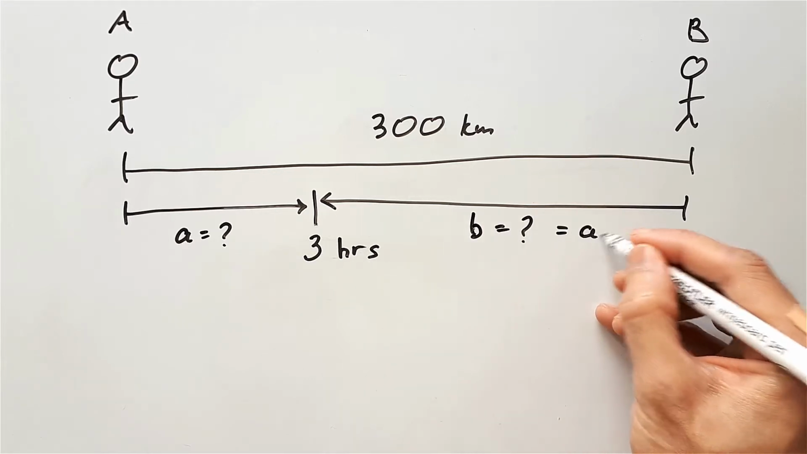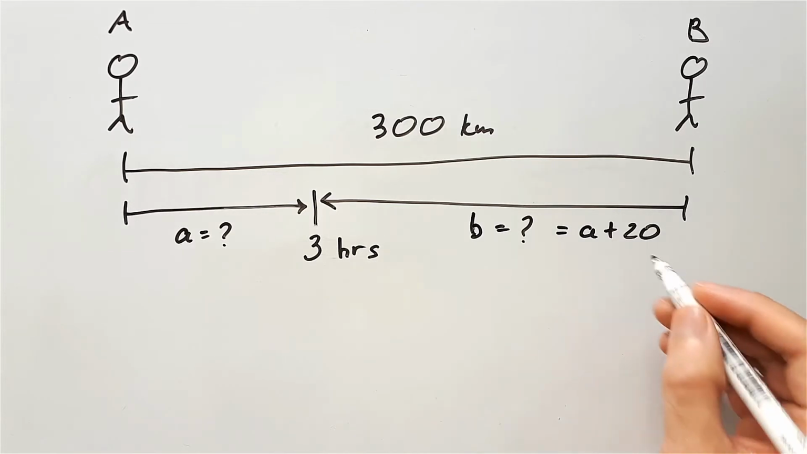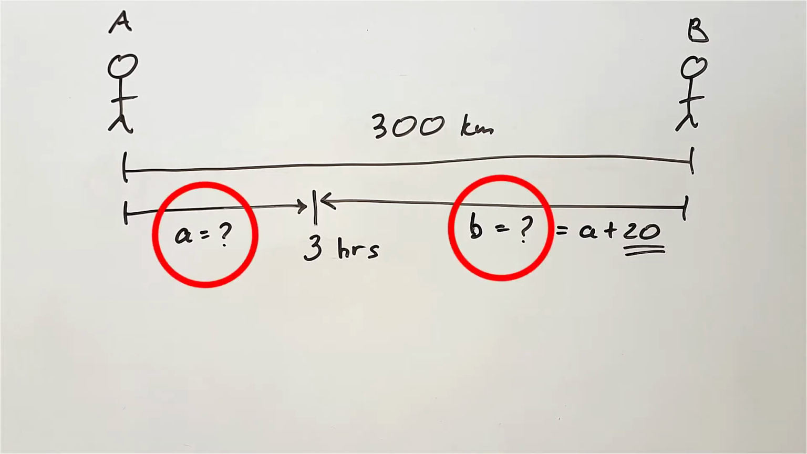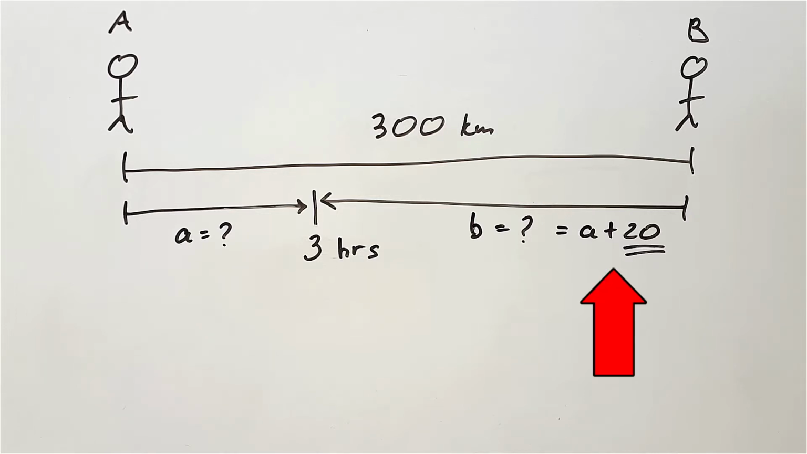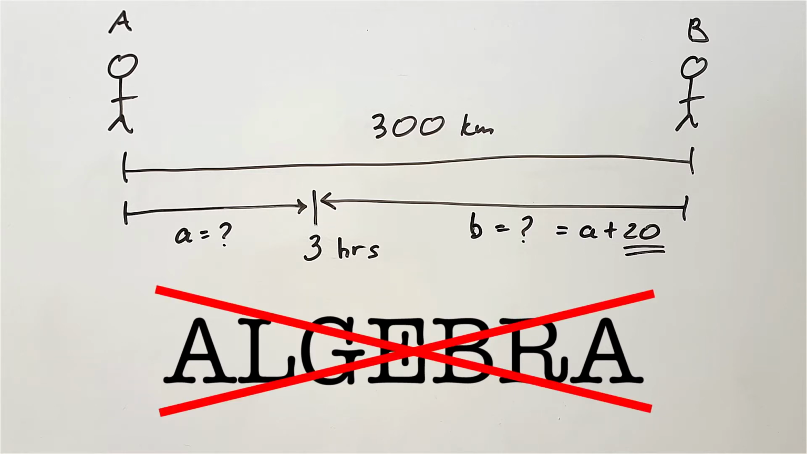Given that Bob's car covers 20 kilometers more every hour, or in other words, Bob's car is 20 kilometers per hour faster than Andy's car. Both their speeds are unknown, but they have a relationship with each other as b equals a plus 20. Solving this would usually require algebra, but many people out there don't like using algebra. So in today's video, I wanted to show an intuitive way to do this problem without using algebra.